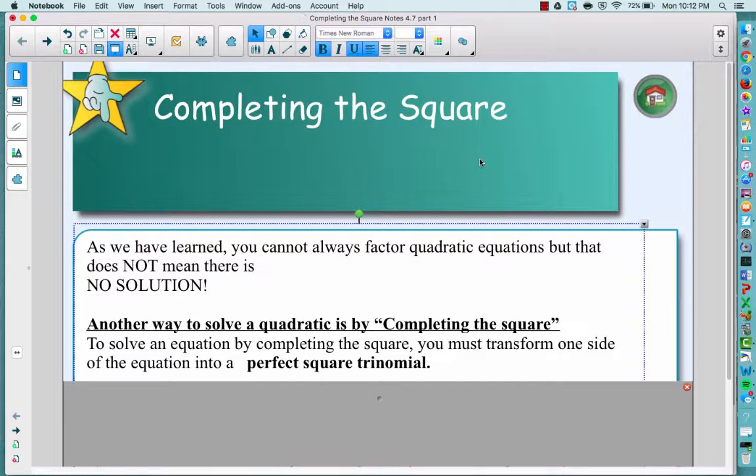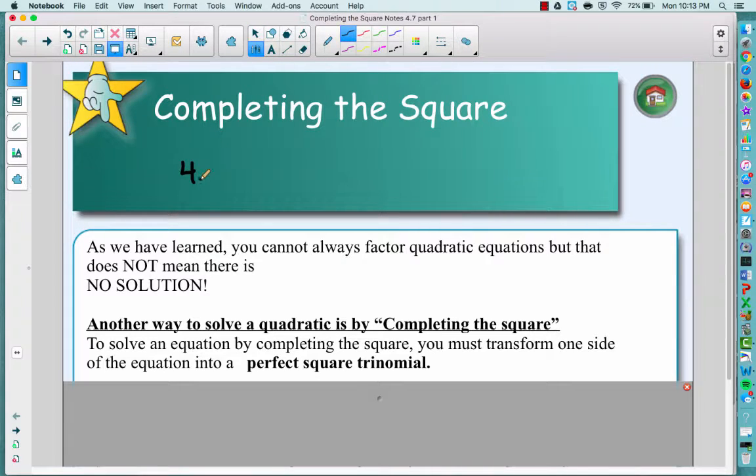Today we're going to be talking about completing the square. And if you're in my Algebra 2 class, you would be in section 4.6, part 1. As we've learned, you cannot always factor quadratic equations, but I was very hesitant in saying that didn't mean that there was no solution.